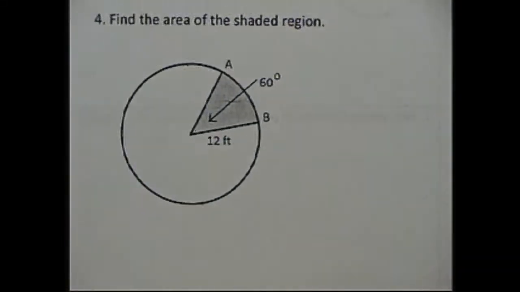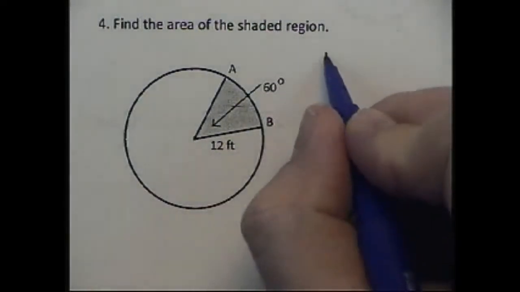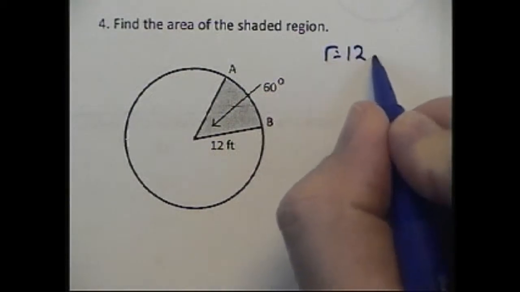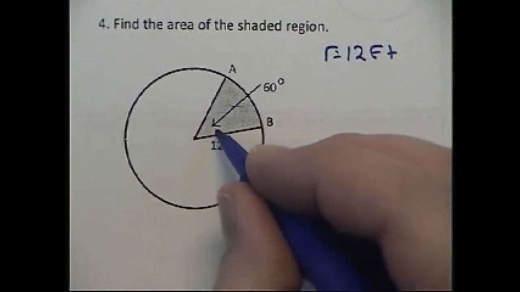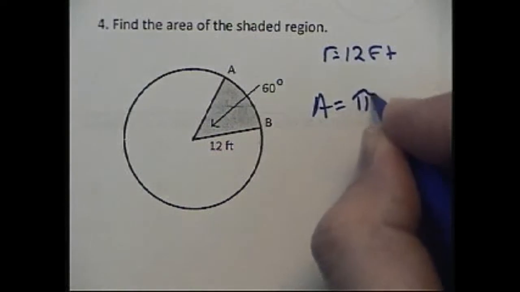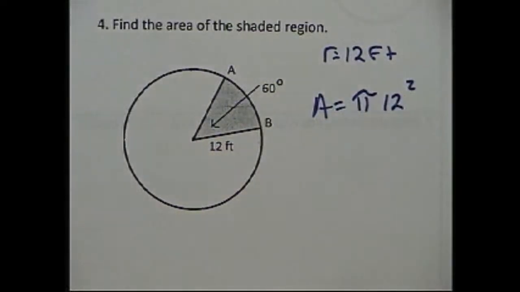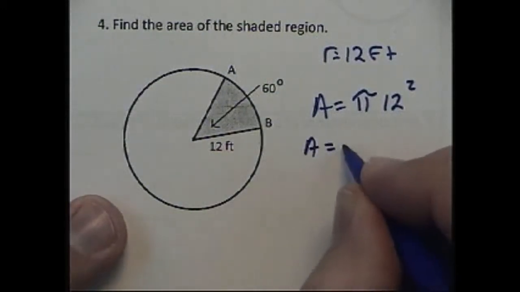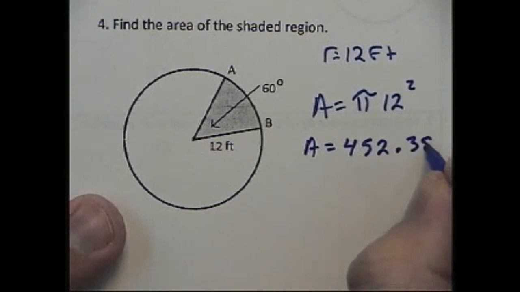All right, it's the same idea on the second question when we're dealing with a part here. This time we're looking at the area. Again, I'll identify what we are given. My radius is 12 feet. I'll need that to find the area of the whole thing. I know I've got a 60-degree angle here. And so let's immediately find the area of the whole. So the area of my whole circle is 452.389.